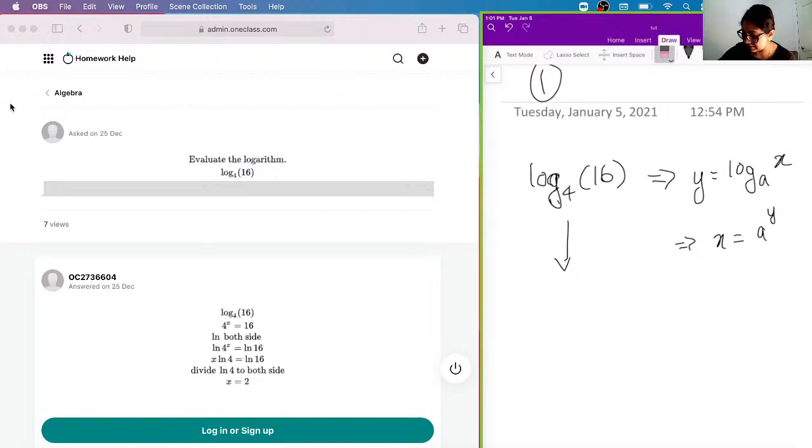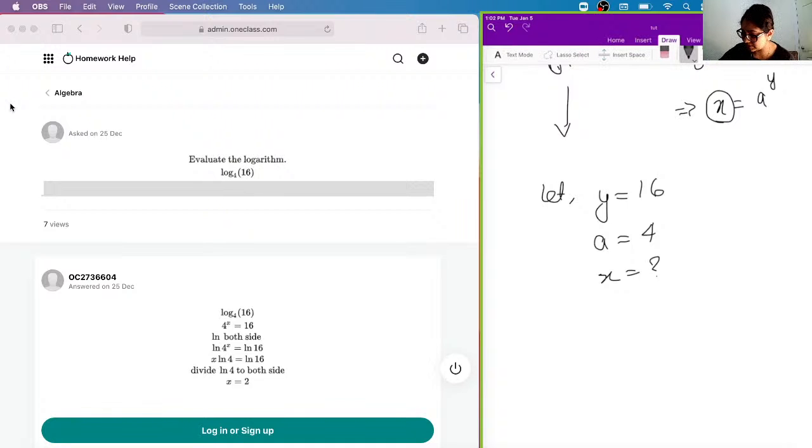If you want to write it out in steps, we would have to find x in this case. So let y equal 16. A over here is equal to 4, and x is what we need to find. So we know what's given here, and we need to find the value of x. So we can write this as 4 to the power of x is equal to 16.